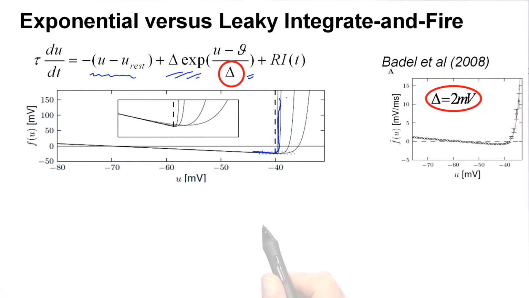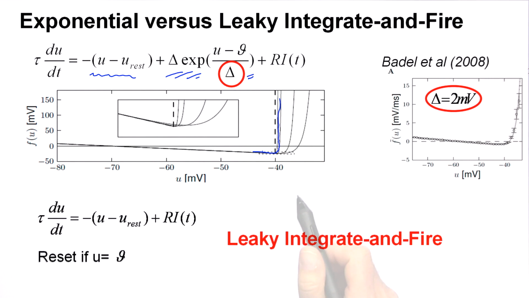Now let's consider what it means, a sharp transition. But let's make it sharper and sharper. If it's really sharp, then it's like saying the threshold sits right here, where the kink is, where the curve bends upwards. Thus, the exponential term for very sharp delta can be replaced by just a sharp threshold. And that means we are back to the leaky integrate-and-fire model.